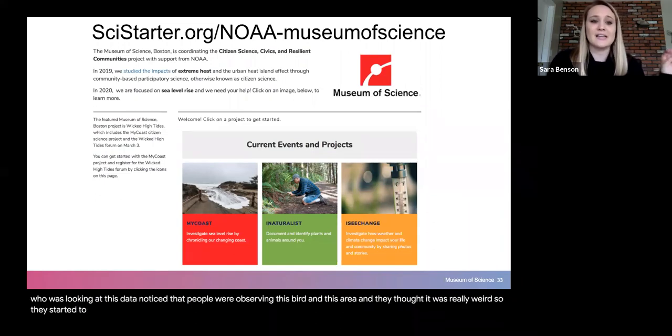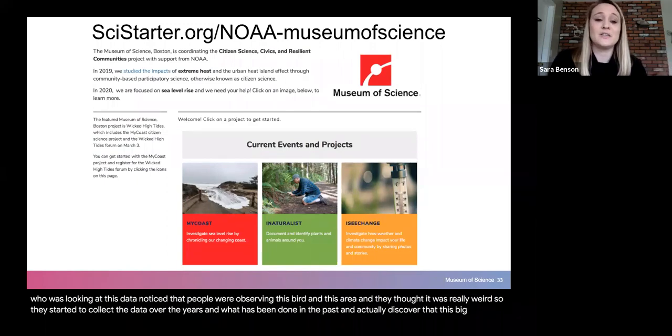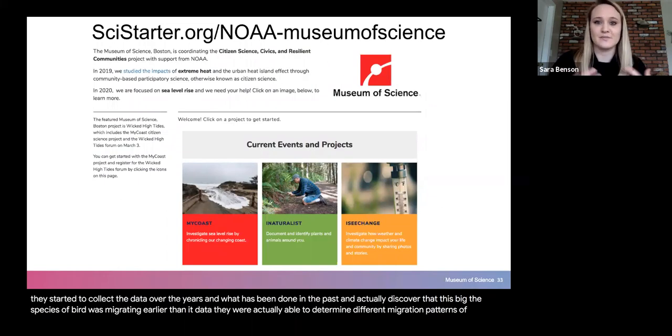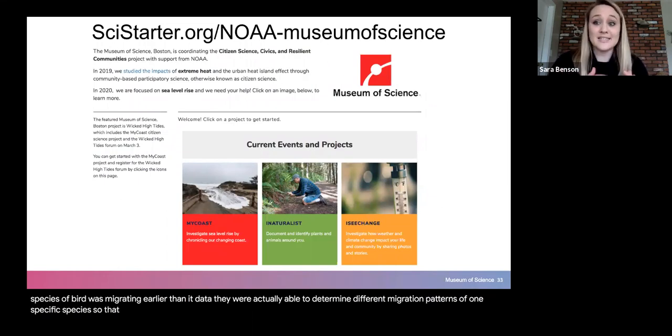So they started to collect the data over the years and what has been done in the past, and actually discovered that the species of bird was migrating earlier than it was in the past. So through iNaturalist data, they were actually able to determine different migration patterns of one specific species. So that's just one example. There are hundreds. And it's just really cool that citizen-collected data was then used to learn something new about a species.